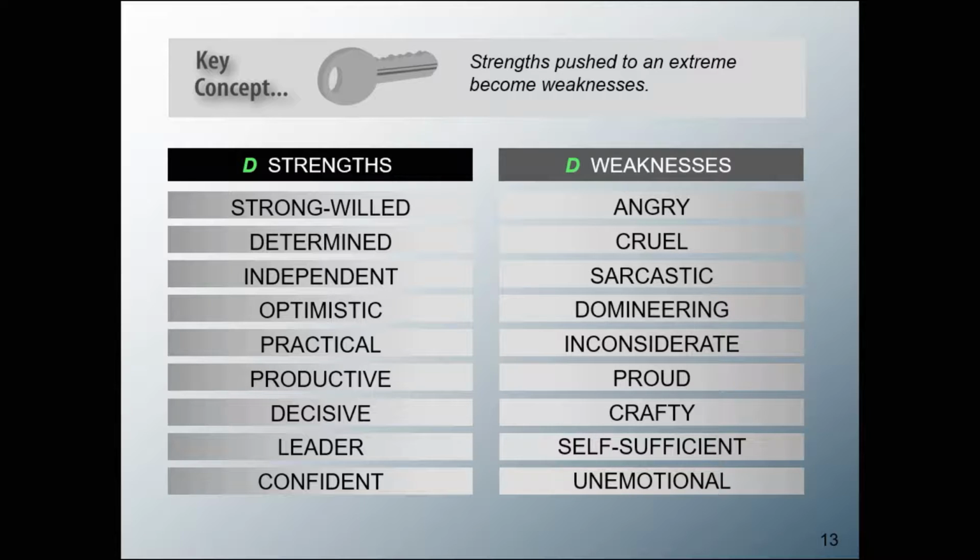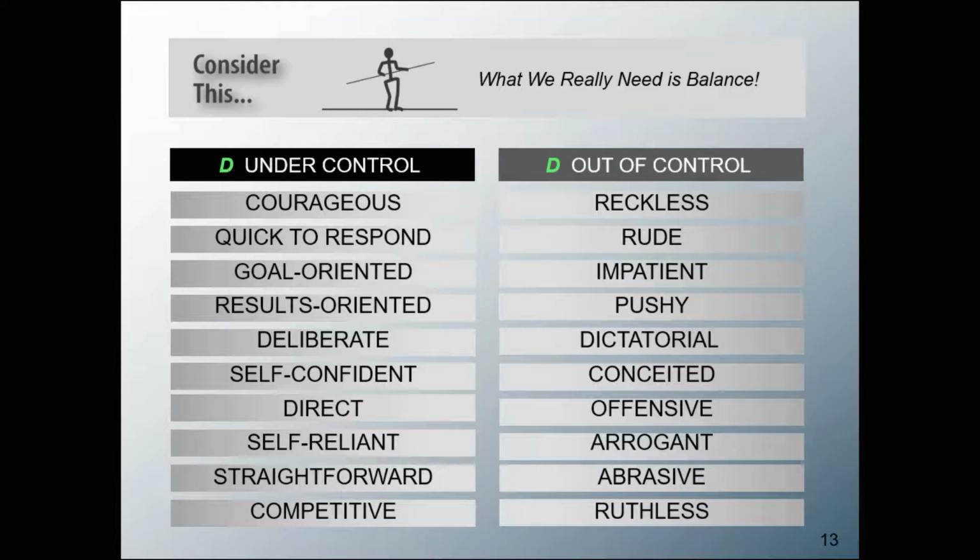If we look at the strengths here, a D profile person will be determined, will work independently and easily, will be practical, productive, and decisive. They like to make decisions. They are confident naturally. They are courageous. They are goal-oriented. They will be quick to respond. They're direct in their thinking, direct in their speaking, the way they speak, the way they respond. But again, out of control, it can be seen as being rude, impatient, pushy, dictatorial.